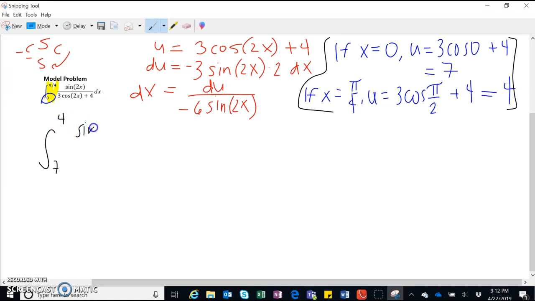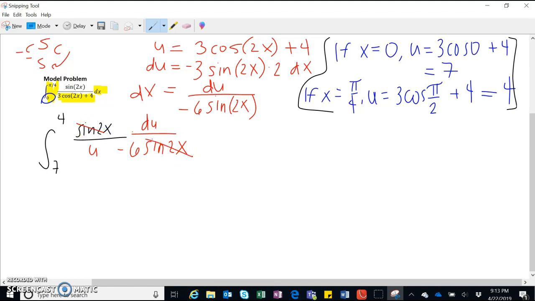When I come back to my integral, I'm supposed to always only replace, let me make sure I annotate this, the u value and the differential. So sine of 2x stays anchored on top, but in the bottom of my integral, I'll replace 3 cosine of 2x plus 4 with a u. And I'll come over to my side work and replace dx with du over negative 6 sine of 2x. And the reason that's so helpful is because I can look at this integral and get rid of everything with x's.